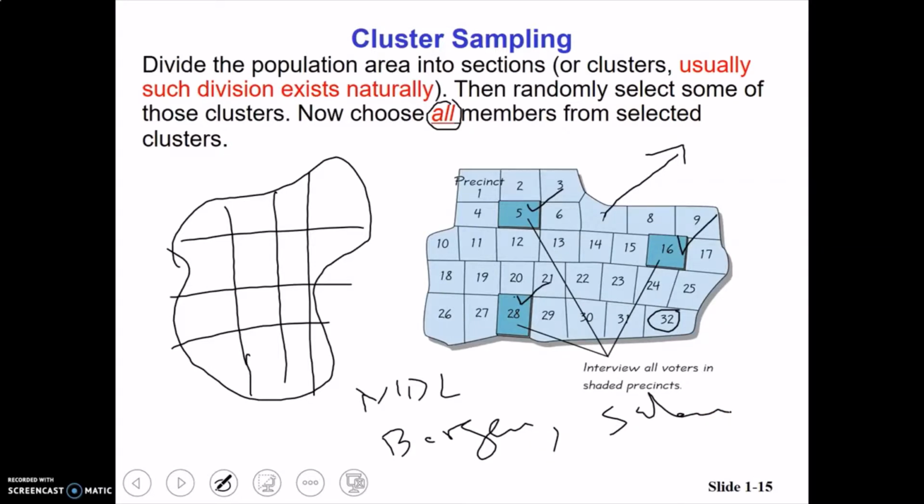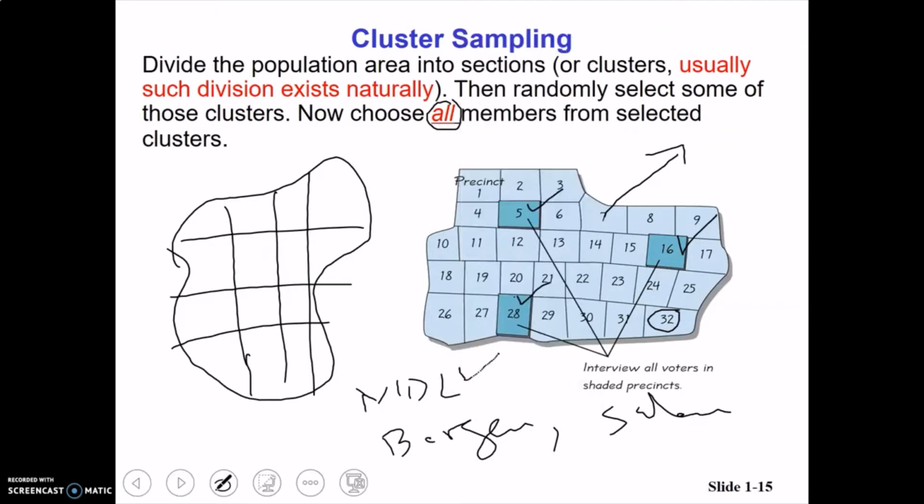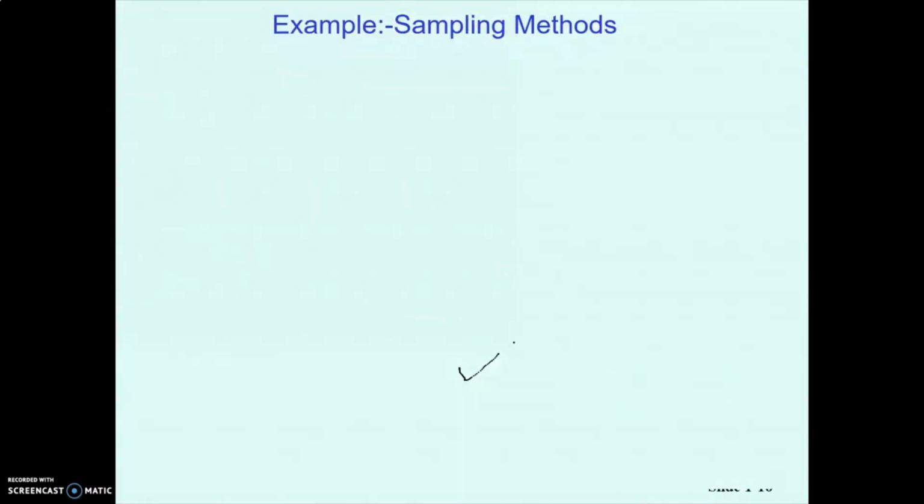Now I will include every member of this selected county as a part of my sample. I will select all the people from the Bergen and from the Salem County. People get confused between the cluster sampling and the stratified sampling. So you need to understand the difference between the two. It's very important. Let's see an example.